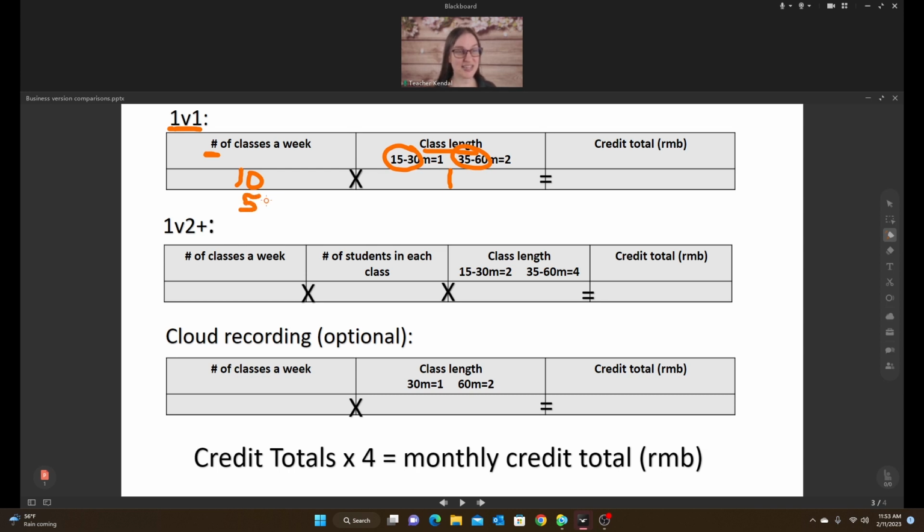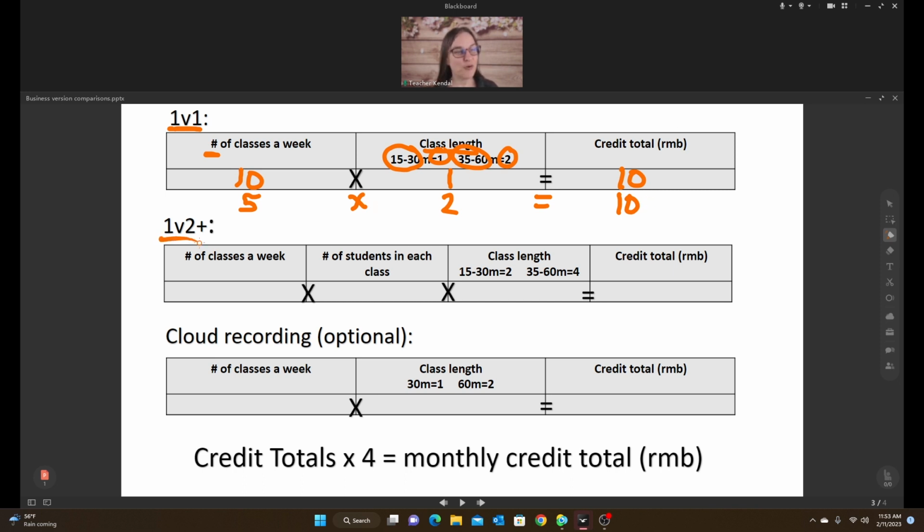So let's say I teach 5 classes a week that are 35 to 60 minutes. I would just times that by 2 because it's 2 RMB for this, 1 RMB for this. And then I just do the calculations. 10 times 1 is 10. 5 times 2 is 10. So in 1 week, I'm going to use 10 RMB for my 10 classes that are 15 to 30 minutes and 10 RMB for my 5 classes that are 35 to 60 minutes.